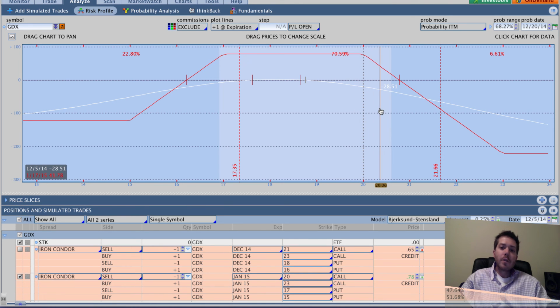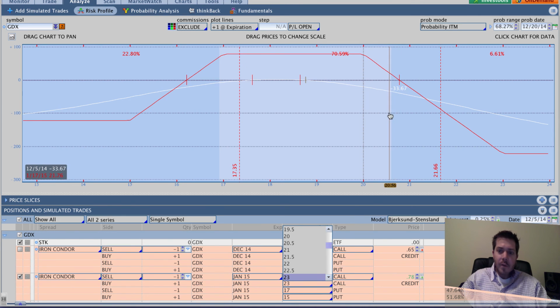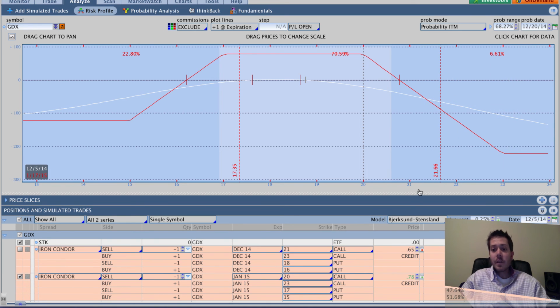So you are a little more confident that the stock is not going to go higher against you to the upside. So you're willing to take more risk on the upside in the way that we have it unbalanced here.